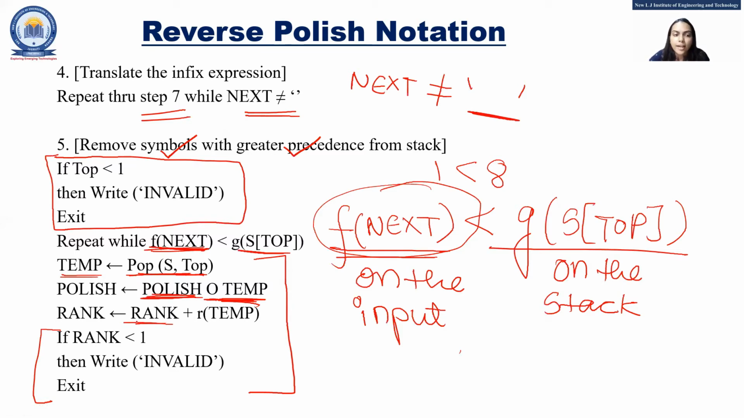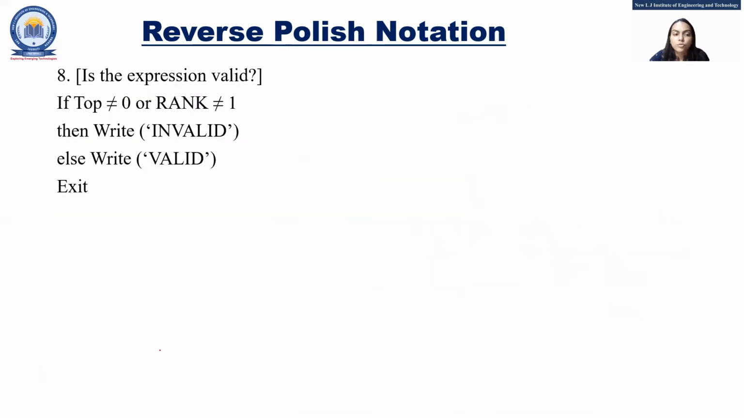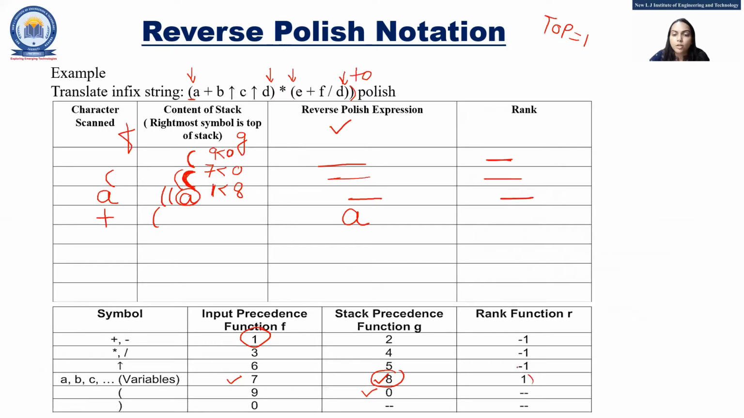Now what is rank? Original rank is 0 and rank of whatever is inside temp. Currently in temp we have A. So rank of A, students, rank of a variable is always 1. So here it would be 1. Now after popping this, what is on the top of the stack? Opening braces. The precedence of opening braces is 0 and precedence of plus is 1. So is 1 less than 0? No. So we will push this plus.